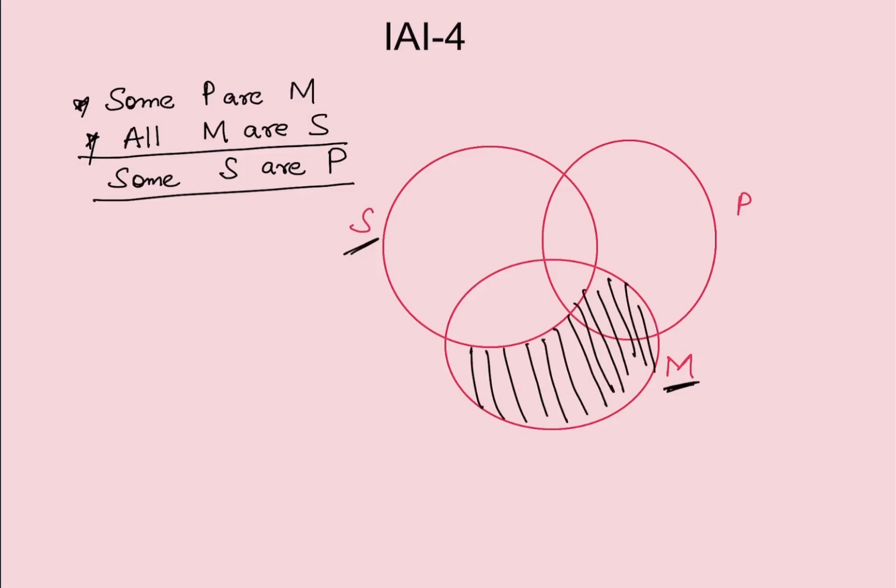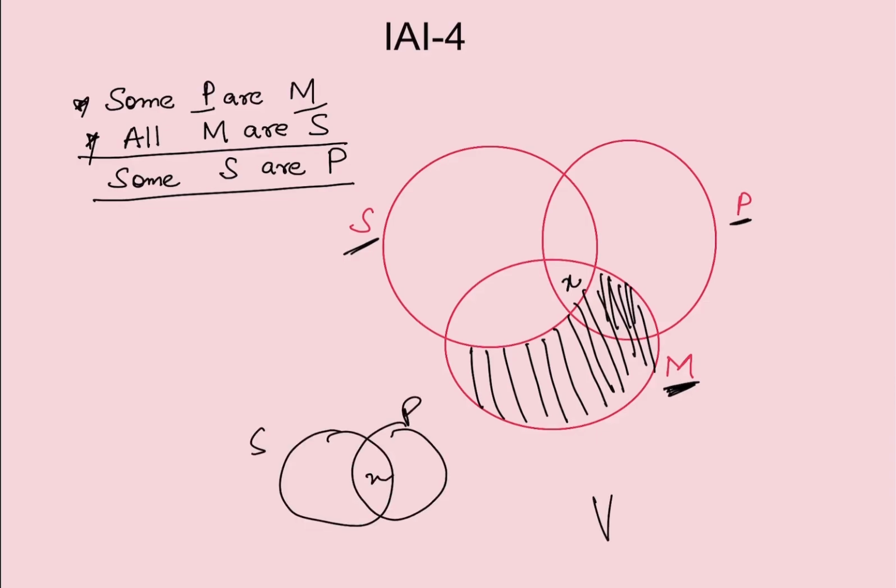Easily done. The next one is some P are M. So again, यहाँ पे आएगा position because this part is already shaded. तो यहाँ पे X का position आ जाएगा. Now let's say some S are P. Some S are P में भी यहीं पे आना चाहिए. So if you see this is S, this P यहीं पे आता है. That means again this syllogism is valid.